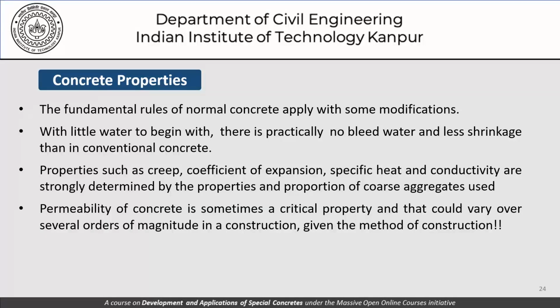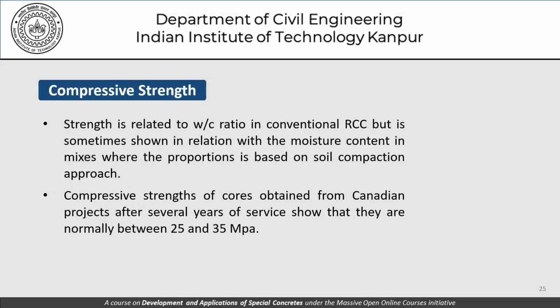Permeability of concrete is sometimes a critical property, and that could vary over several orders of magnitude in a construction given this method of construction. As far as the compressive strength is concerned, the strength of course is related to the water cement ratio in conventional concrete, but sometimes shown in relation to the moisture content, especially in cases where the proportions for RCC have been determined based on the soil compaction approach.